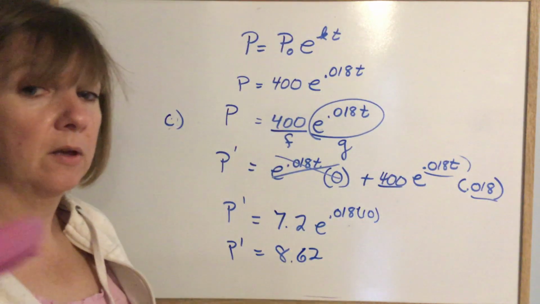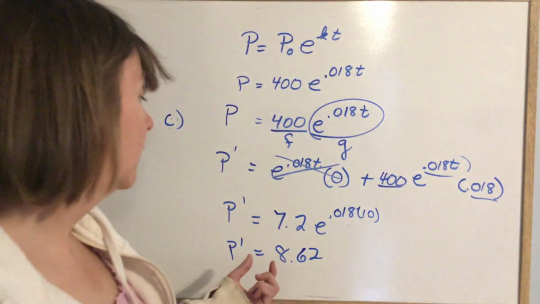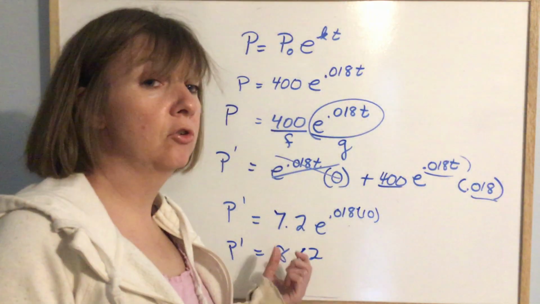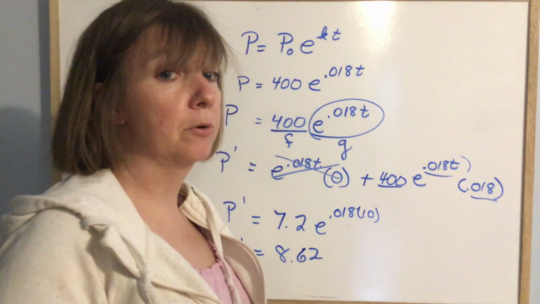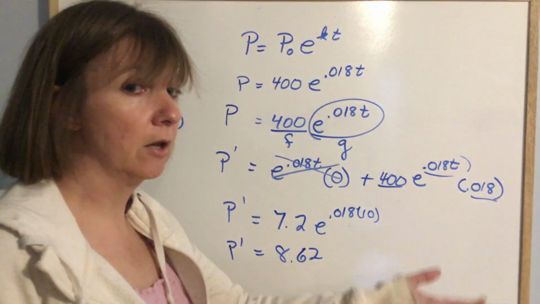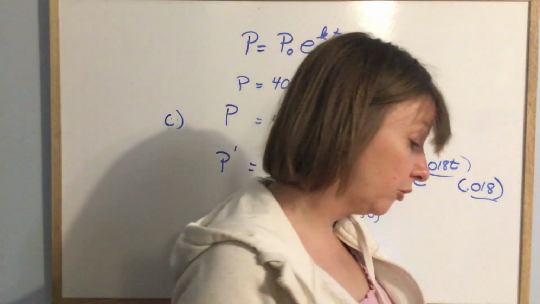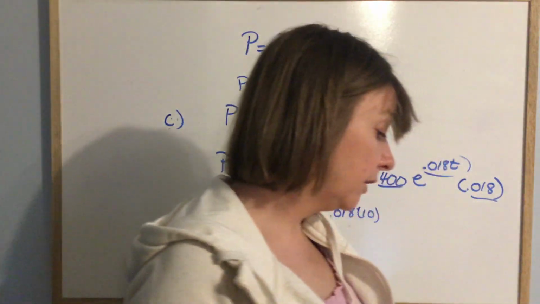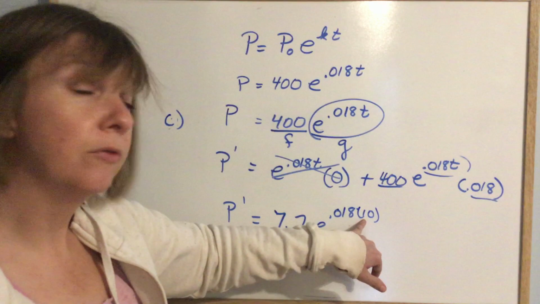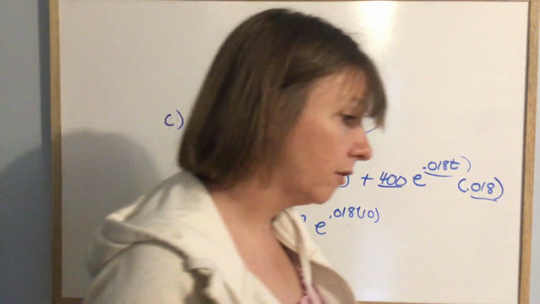What that means is that at the 10-year mark, the number of rats is increasing by almost 9 rats per year. I have a feeling rats would increase faster than that, but anyway. So then if they said 25 years, I'd just put 25 in here, and I would do the same thing.